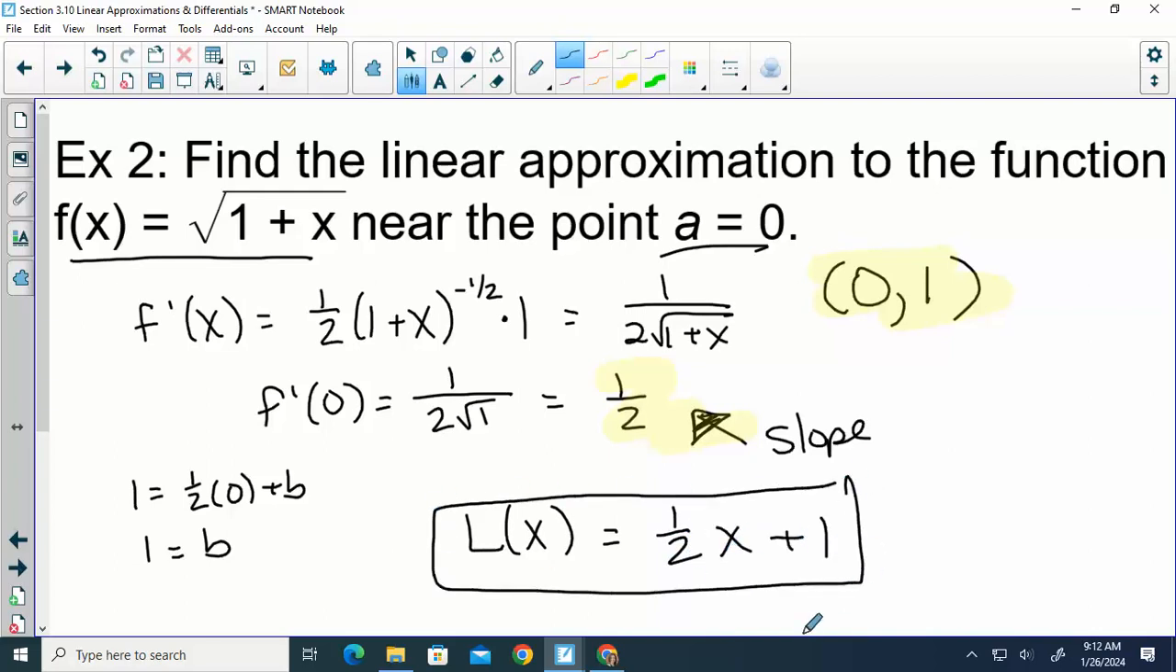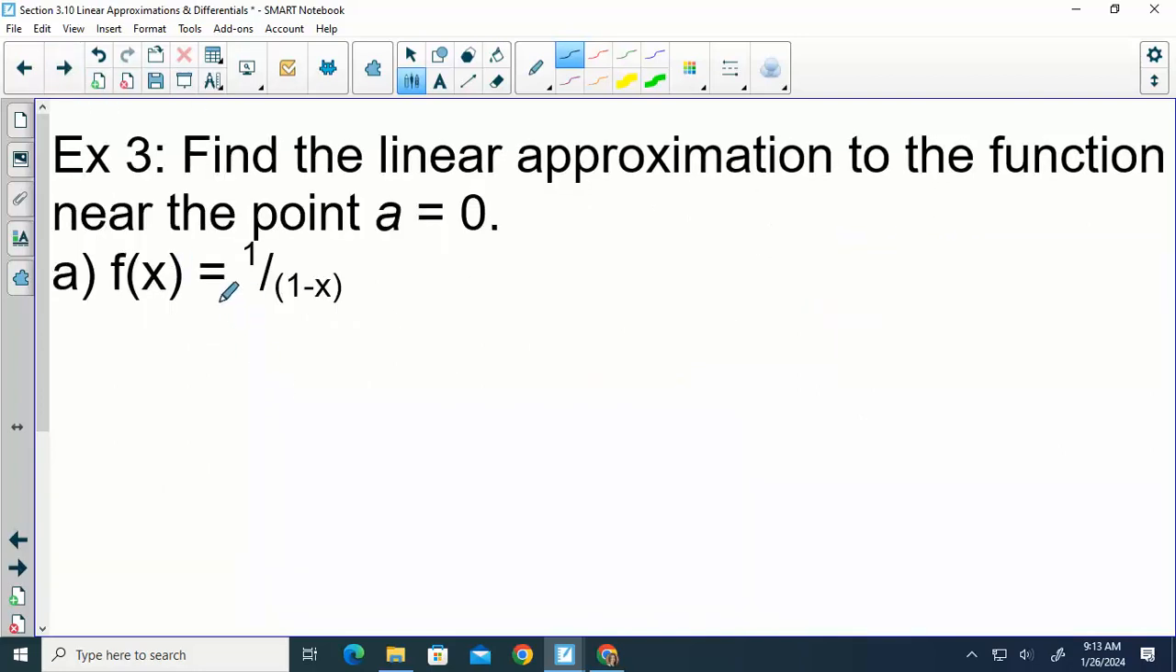I didn't ask you to actually estimate any here. If I did, you would just be plugging the x's into this equation. So I just asked for the equation itself. All right, any questions on that one? Let's try some more with some different functions. If I want the linear approximation on both of these, we're going to do where a is close to 0.